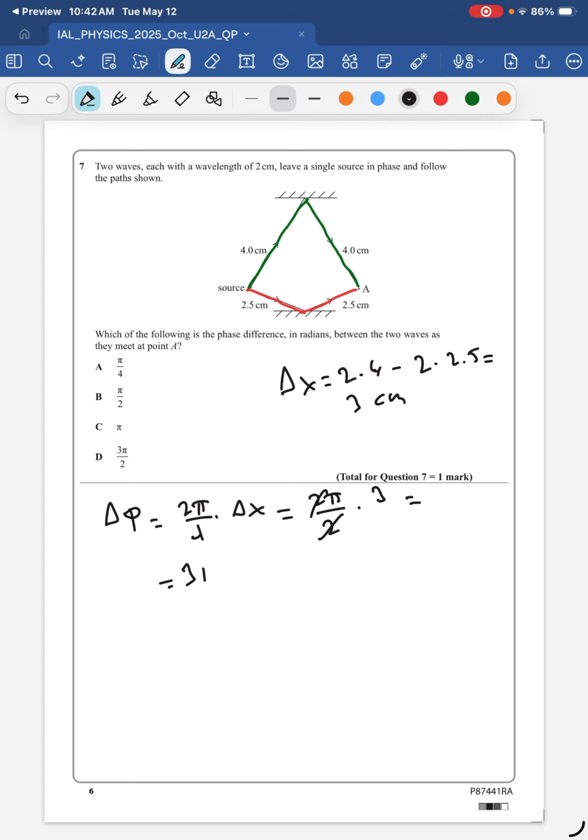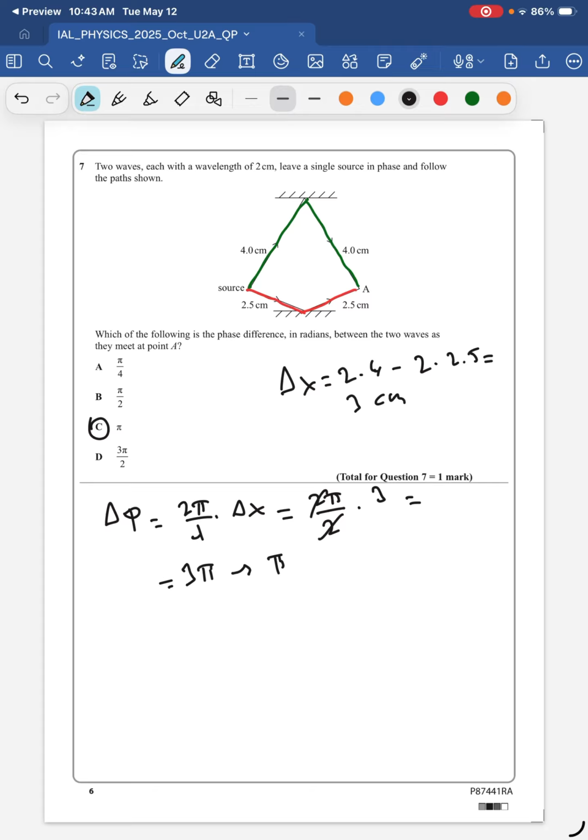So we get 3 pi. And don't panic, because 3 pi is the same as pi, okay? So C is the correct answer here. But maybe that will lead you to confusion.